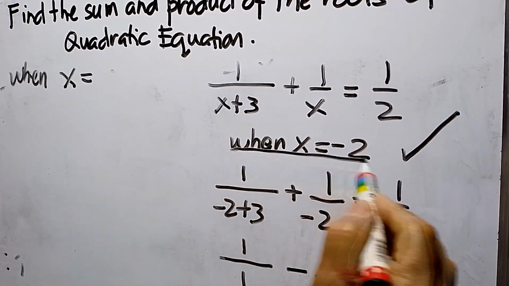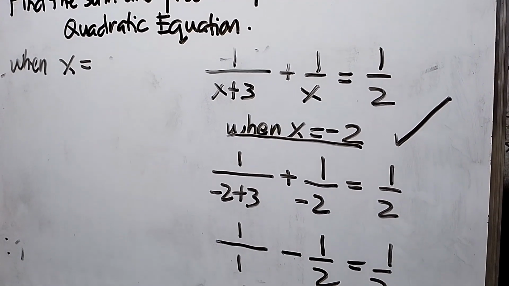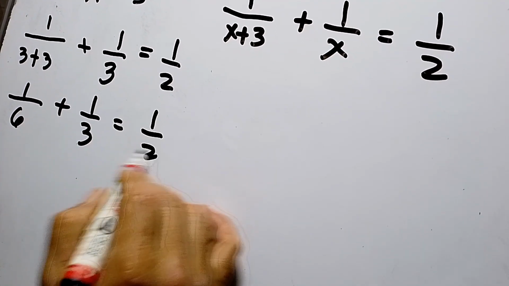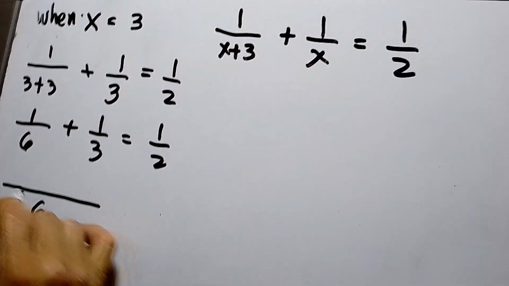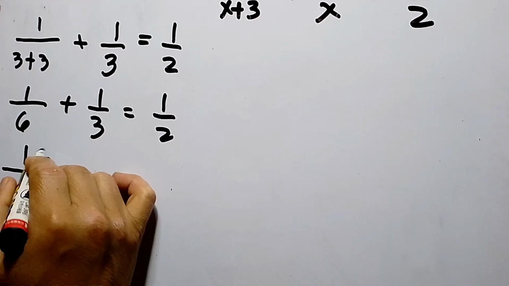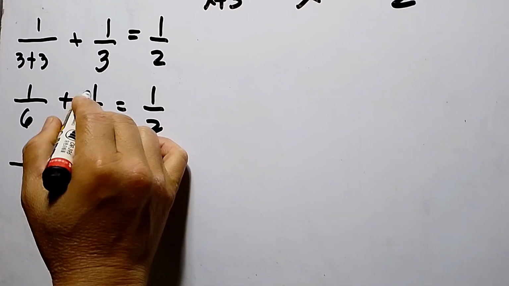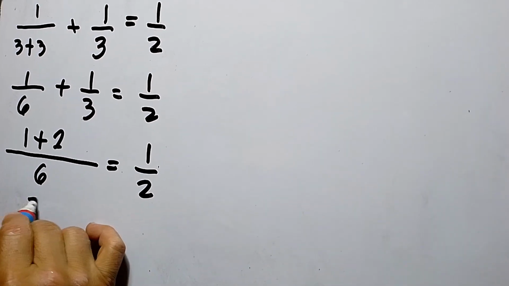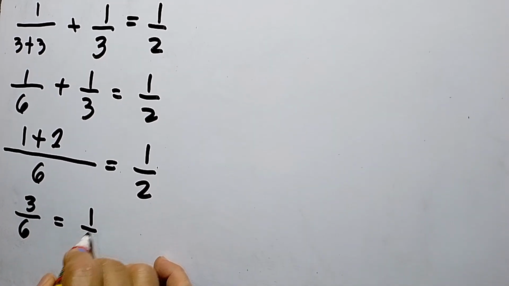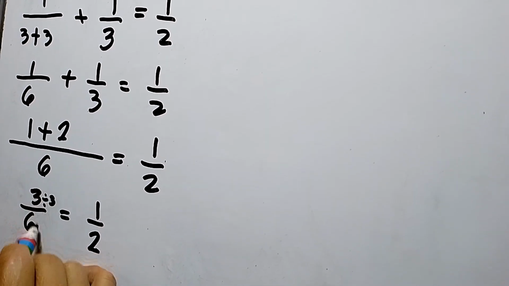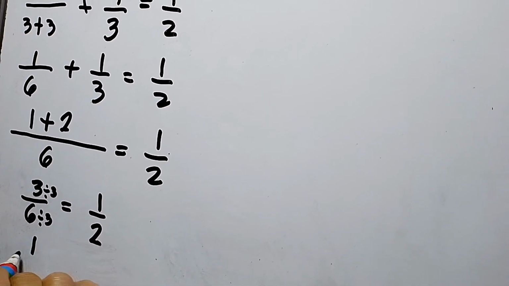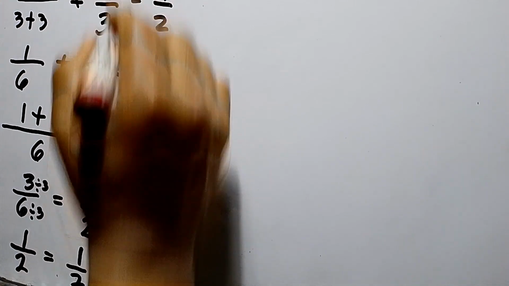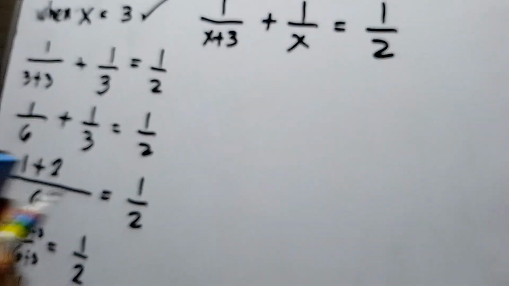What's the answer? Negative 2 and 3: 1/6 + 1/3 is equal to 1/2. LCD between 6 and 3 is 6. 6 divided by 6 is 1 times 1, 1. Then plus 6 divided by 3 is 2 times 1. This will be 2. Is equal to 1/2. So what is 1 plus 2? That will be 3/6 is equal to 1/2. Then I need to divide this 1 by 3. This one also 3. So 3 divided by 3 is 1. 6 divided by 3 is 2. This will be equal to 1/2. So therefore, my second root is correct.